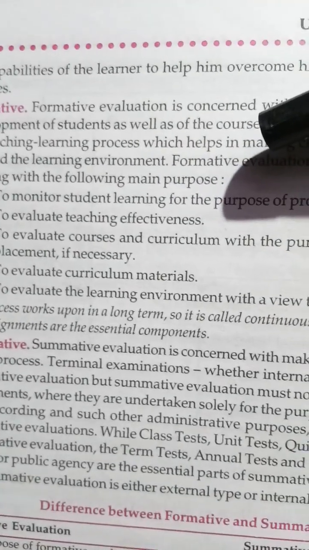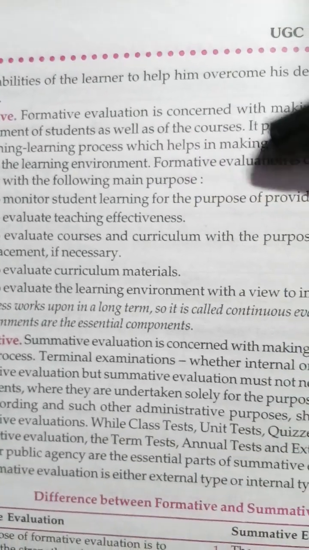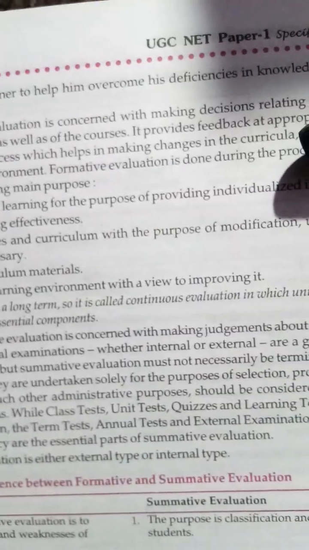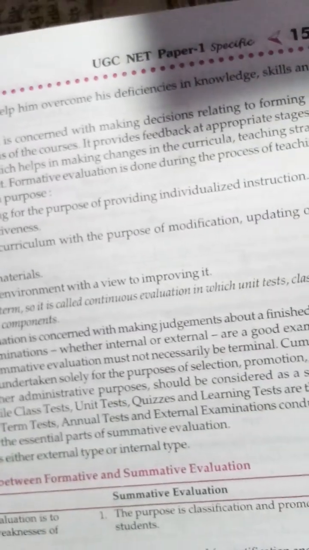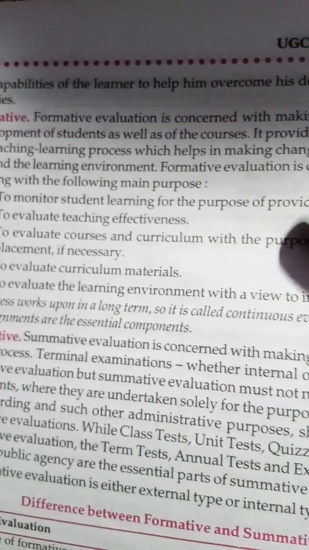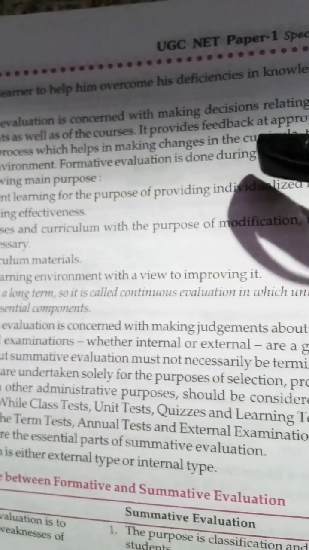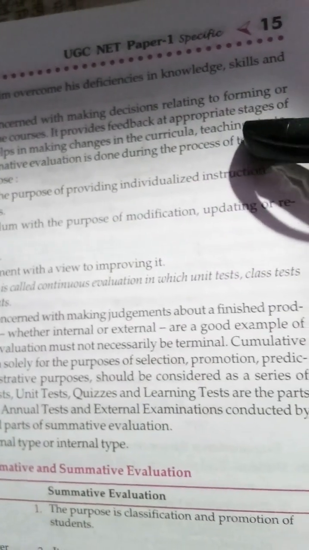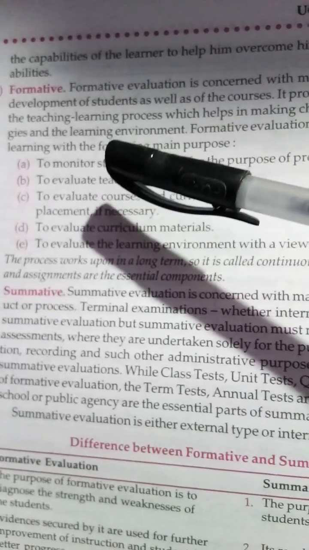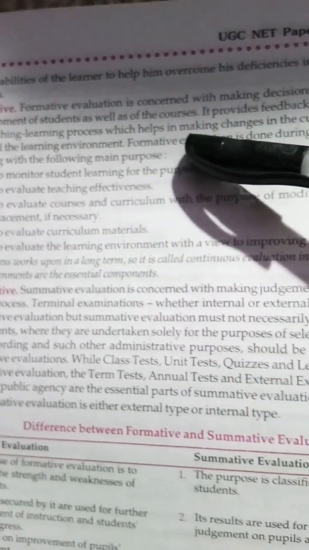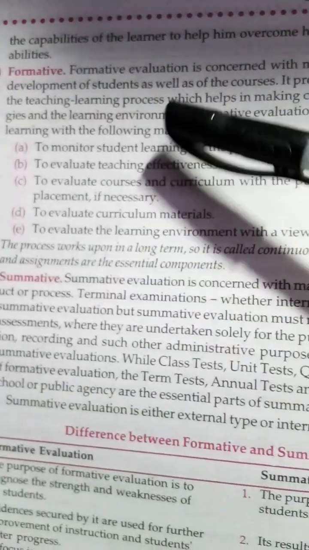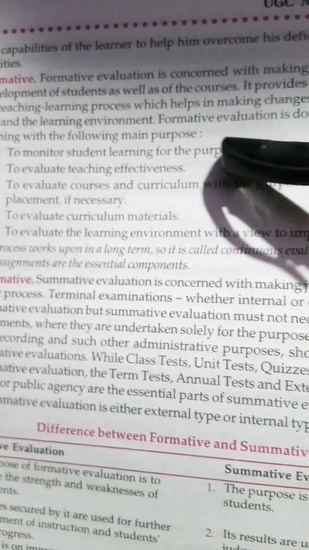Second, formative. Formative may also be called formal. Evaluation is concerned with making decisions relating to forming or development of students as well as the courses. It provides feedback at appropriate stages of the teaching-learning process, which helps in making changes in the curricula, teaching strategies, and the learning environment.